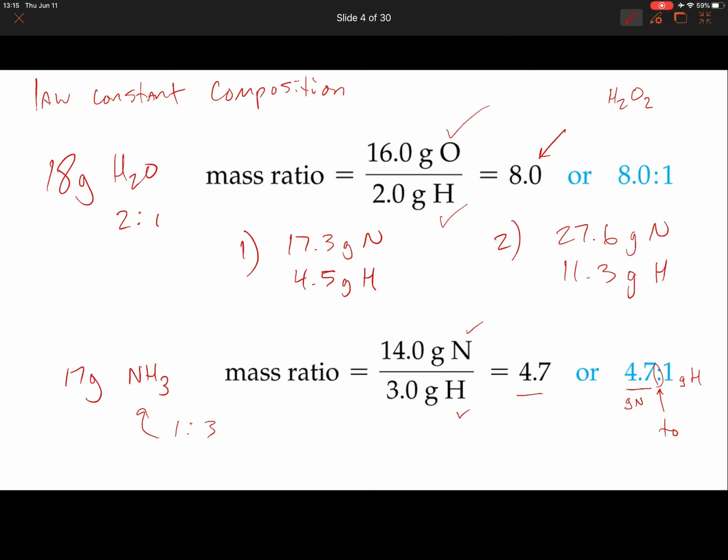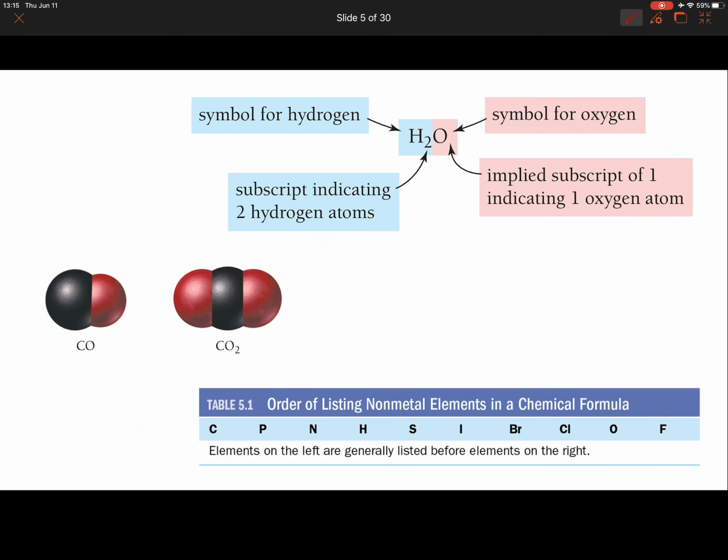And you would calculate the mass ratio for both of them and see if they're the same. If they're the same, then it's the same substance. If they're not the same, then they're different substances. So, okay, that's the law of constant composition.